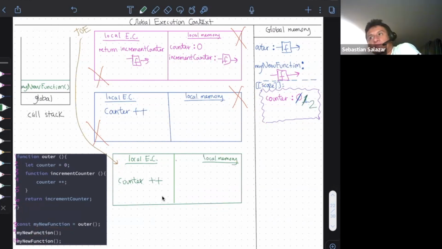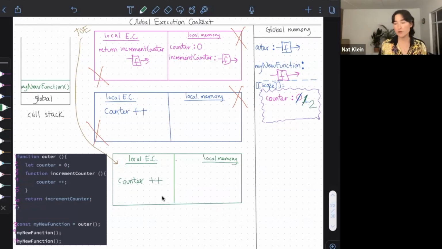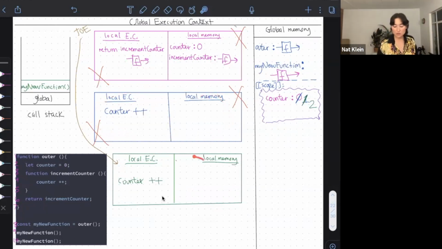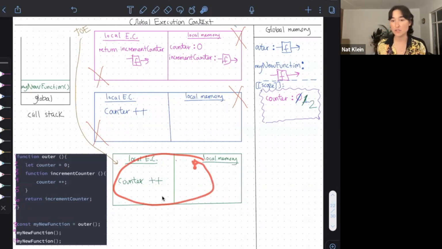What I mean by persist is, when counter was first put in the backpack, when we returned out the increment counter function definition and stored it under my new function, that data counter had a value of 0. That combination of the counter label and the value of 0 persisted to this first invocation of my new function. We incremented counter by 1, that data counter with a value of 1 persisted to the next invocation of my new function as well. And then we were able to increment it to 2.